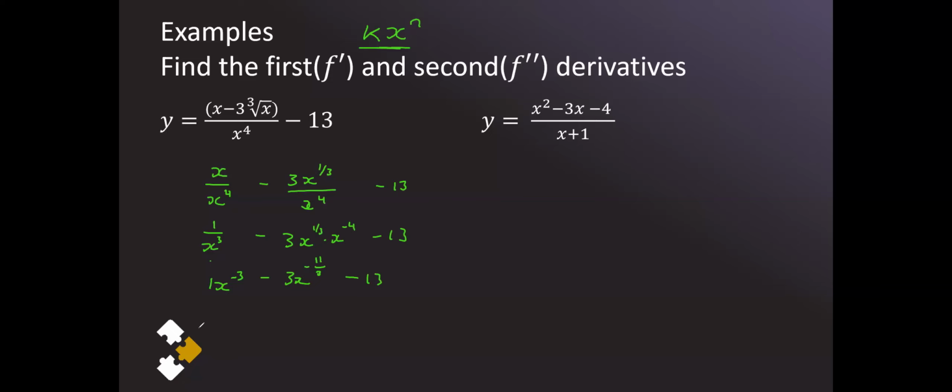Let's differentiate. So y prime will be equal to minus 3x to the minus 4. Then this is going to be plus 11x to the power of, negative 11 over 3 minus 1 will give you negative 14 over 3. And then we know for a constant, it falls away. And this is our derivative. Okay? Now for the second derivative, you just differentiate it again. I'm hoping that is clear.